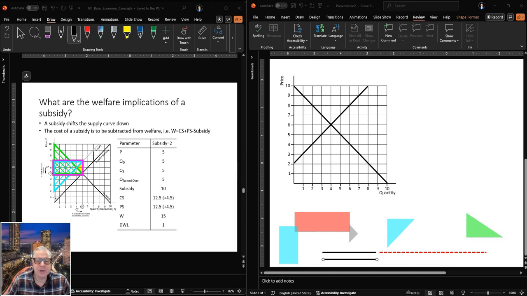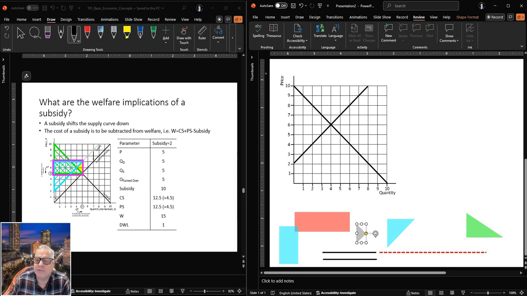Okay, now let's continue with the case of a subsidy. You can see the final result here in the left panel, but let's just derive it one by one because it's a little bit convoluted. So if you look here at the right panel, we have again our original demand and supply. And now we have a subsidy, and the producers get a subsidy of 2.